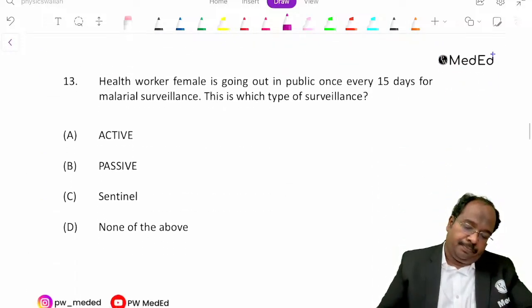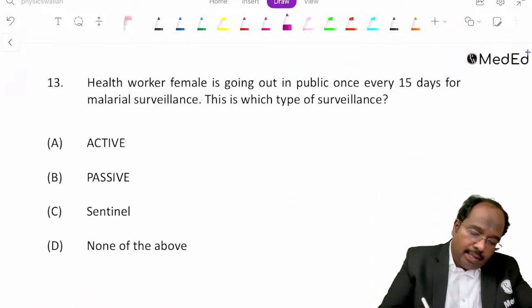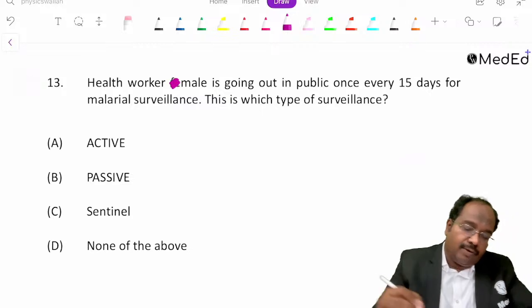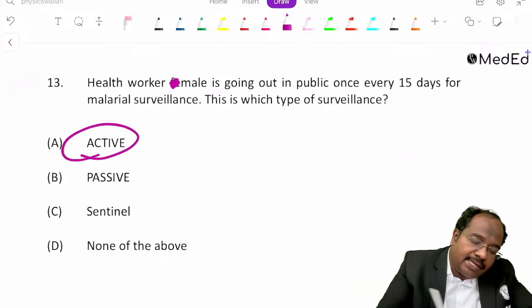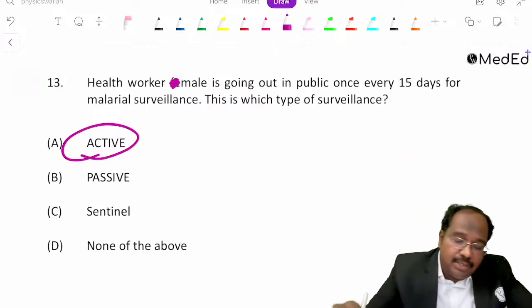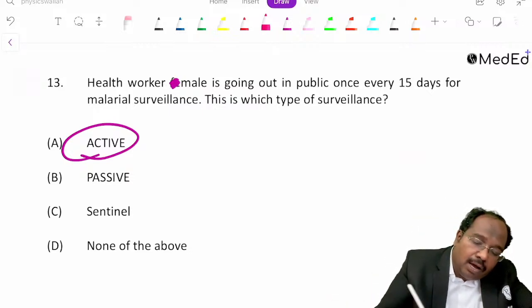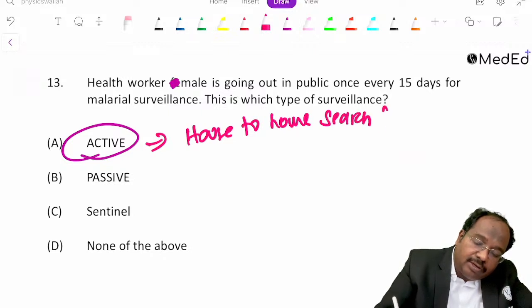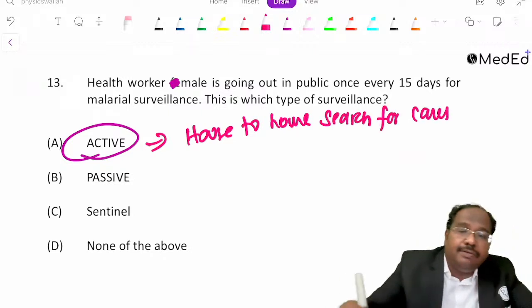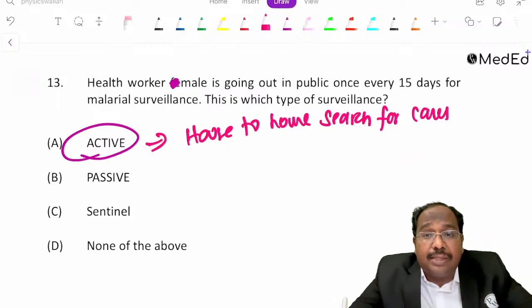Next question. Health worker, it's not female actually. Health worker male going out in public once every 15 days for malarial surveillance. What is this surveillance? The answer is active surveillance. Active surveillance means, the commonly asked question, house to house search for cases. You go house to house, you check them.